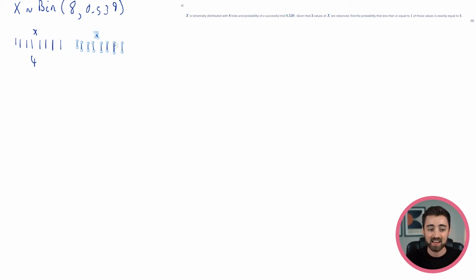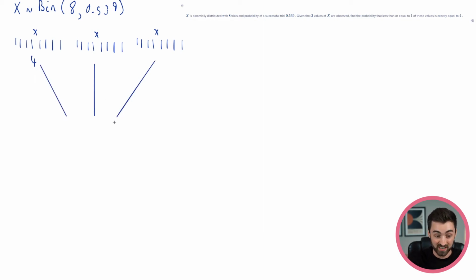Then I do X again with another 8 trials, and then I do it again with another 8 trials, and then each of these 3 things is going to form a single trial of a new binomial. So that is the key here. I have a binomial within another binomial, so I could call this binomial Y, for example. So if you think about it, Y has got 3 trials, and each one of those trials individually has 8 trials. So that's what's going on here, and that's quite tough to understand.